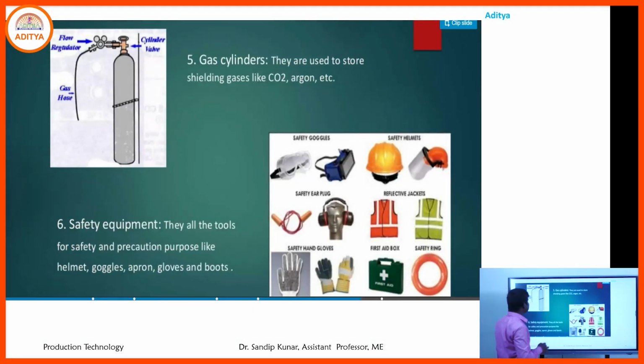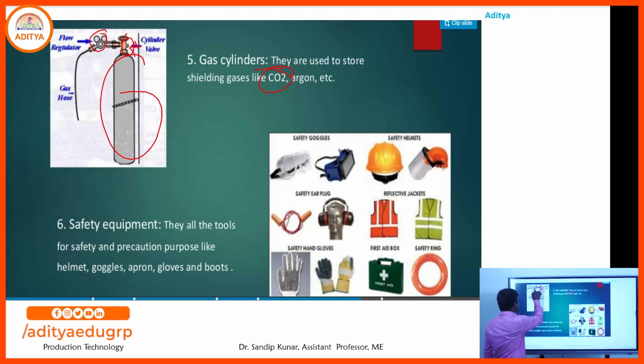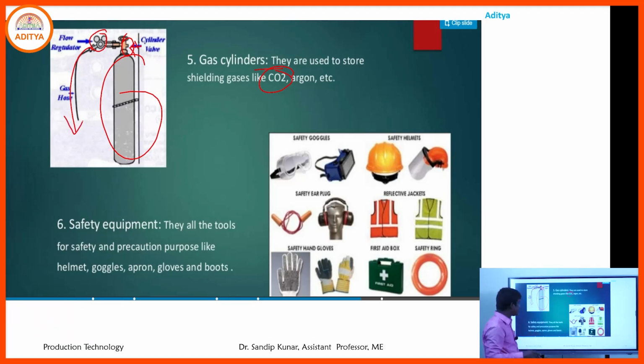Here we have seen the gas cylinder. The gas cylinder stores the shielding gases like argon and carbon dioxide. That is the cylinder valve and that is the flow regulator, and using that regulator we control the flow of the inert gases. That is the gas hose, connected to the electrode, through which the gas goes to the welding zone.